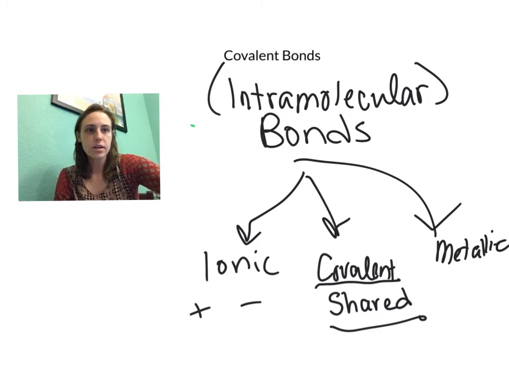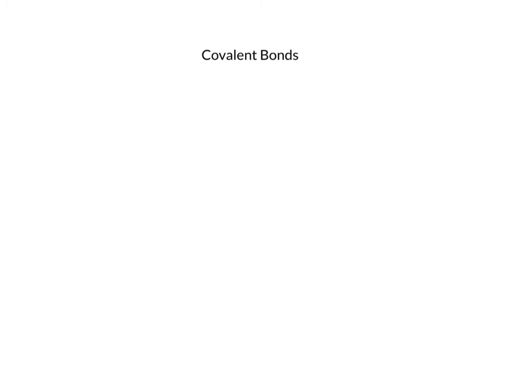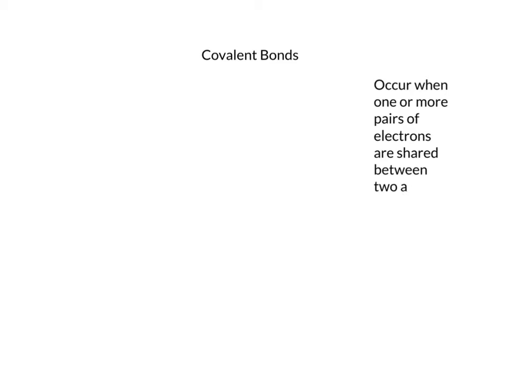So let me erase this. Okay, so covalent bonds, let's get a quick definition up here for you so that you guys that are taking notes can have this as a general idea of what's happening here. Covalent bonds, again, are going to be when electrons, actually, let me get a little bit more specific here, occur when one or more pairs of electrons are shared between two atoms.